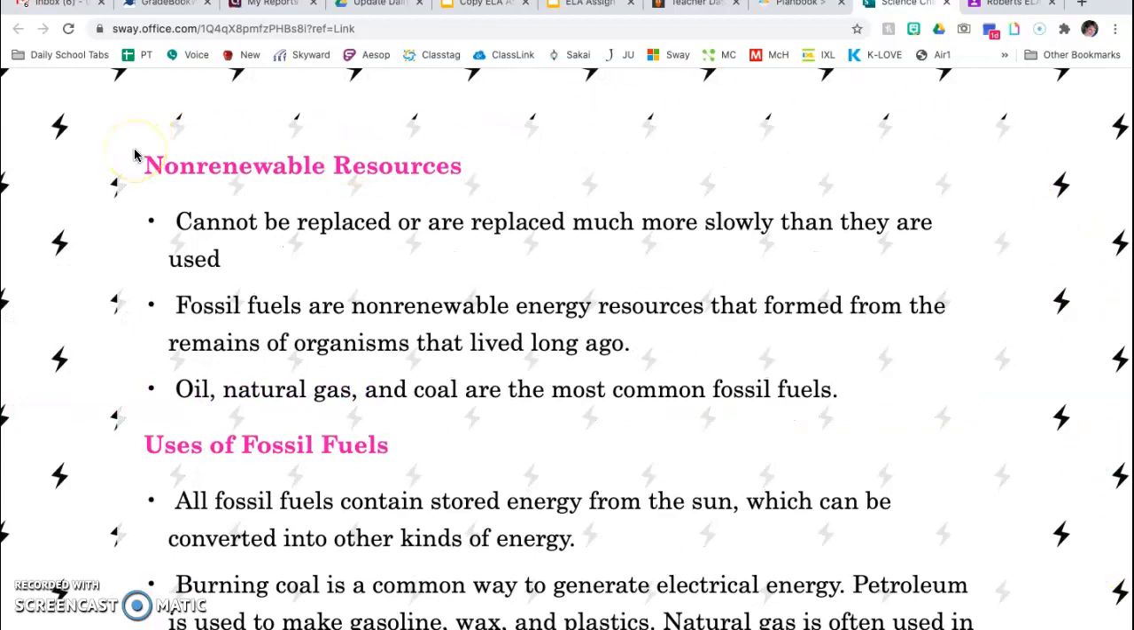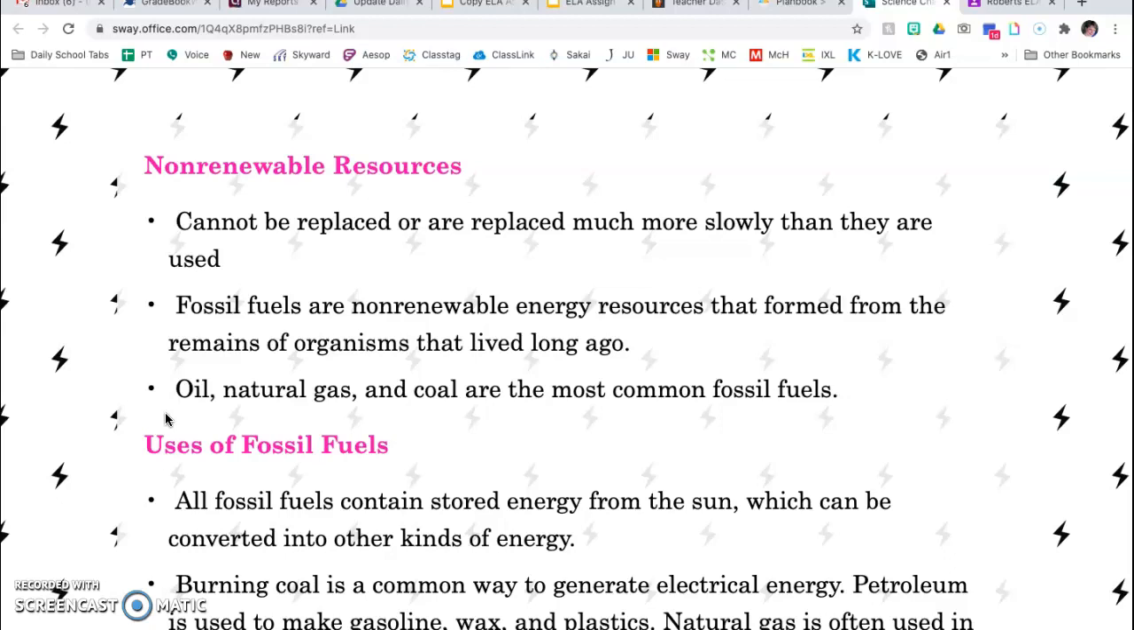All right, non-renewable resources. These are resources that cannot be replaced, or they are replaced much more slowly than they are used. Fossil fuels would be an example of non-renewable energy resources, and they are formed from the remains of organisms that lived a long time ago. Oil, natural gas, and coal are the most common fossil fuels. So think about that. If they're non-renewable, once they're used, that's it. They're gone. Can't get them back.